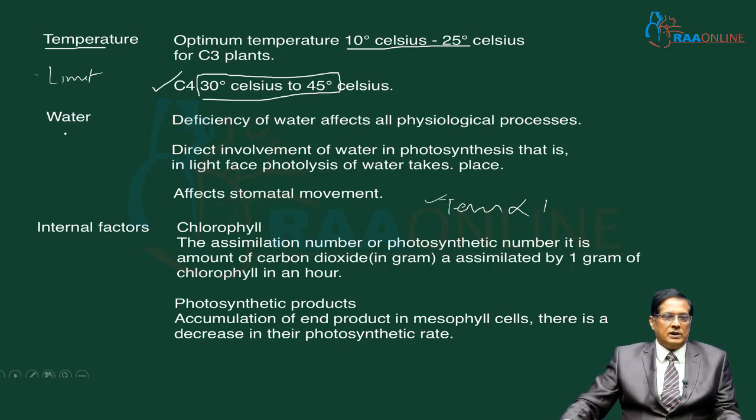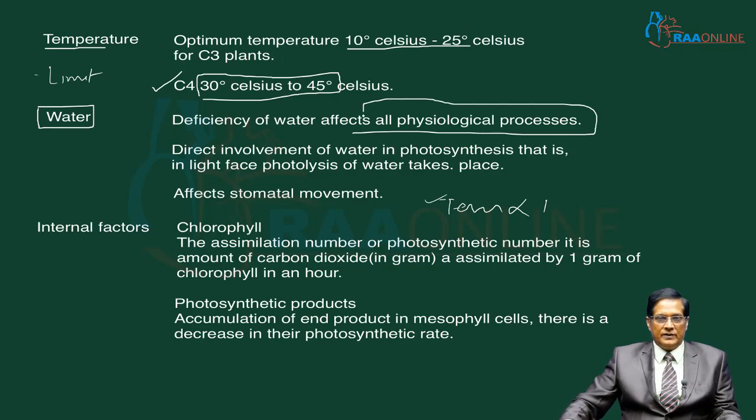Water is absorbed from the soil by the plant, and water is essential for all physiological processes, not only for photosynthesis. It is required by all processes, especially enzyme controlled. So if water is not sufficient in the plant body, overall living activities or vital activities will be affected. But especially in photosynthesis, there is a direct role of water.